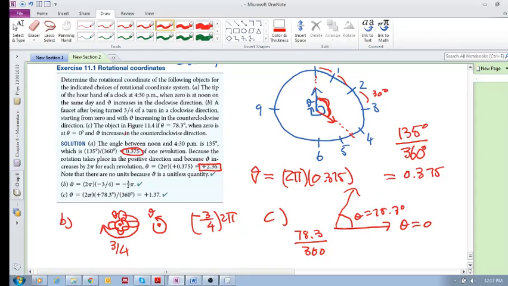But hold on. It says the rotational coordinate increases in the counterclockwise direction. So this moves in this direction, and that is the direction of theta. So this has to be plus. So you first get that ratio, and then you multiply by the 2 pi, and we get plus 1.37. So in the rotational coordinate, this is plus 1.37. Okay, hope that's helping.